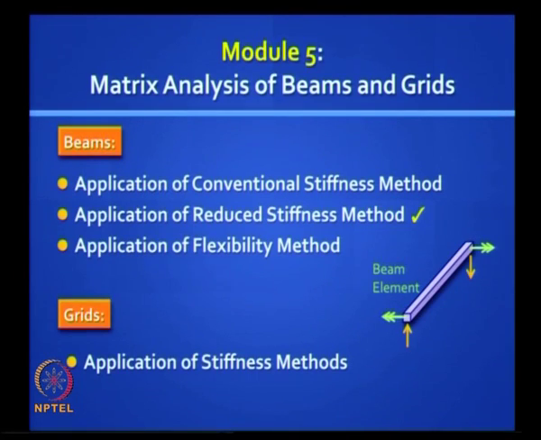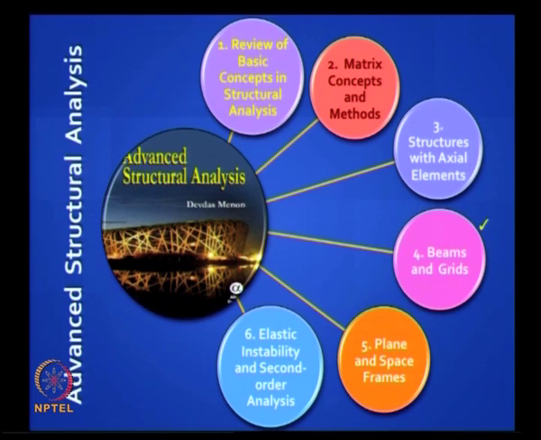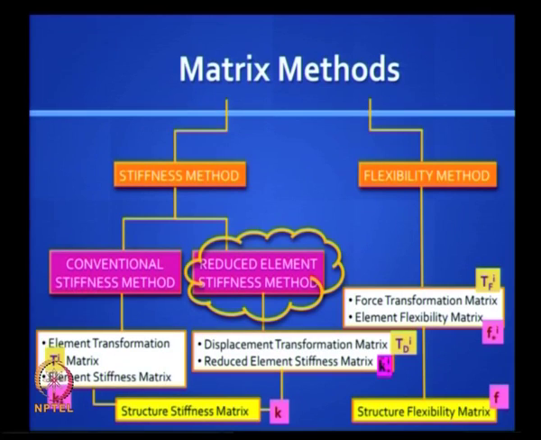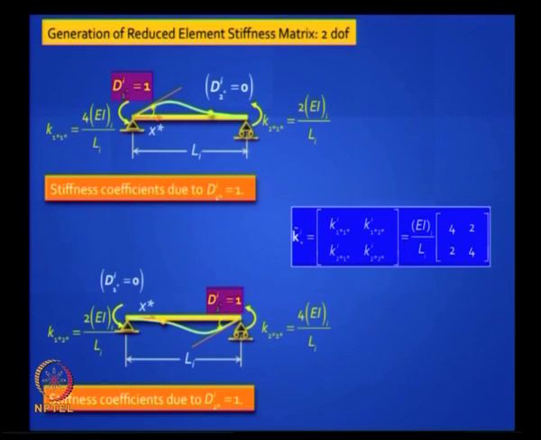for the beam element, and in the next class we will take up flexibility method for the beam element, and after that we will do again reduced stiffness method for the grid element and the conventional stiffness method. This is covered in the chapter on beams and grids in the book on advanced structural analysis. Of the three methods, we are now looking at reduced element stiffness method.